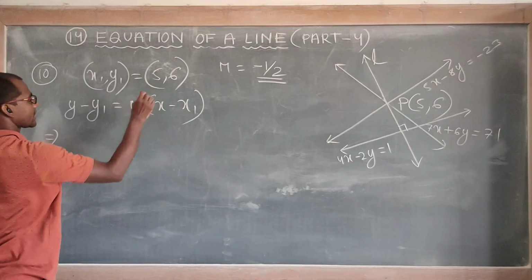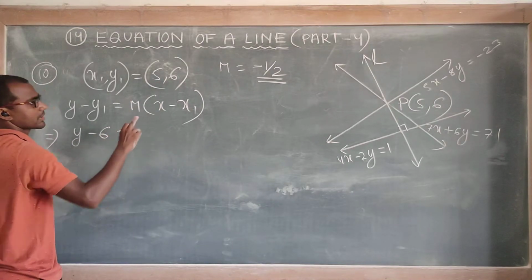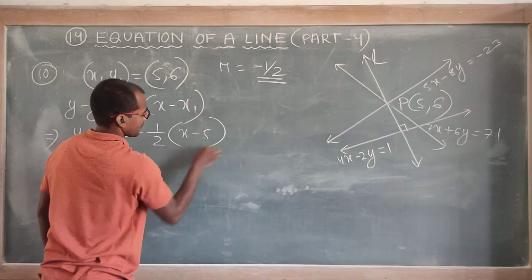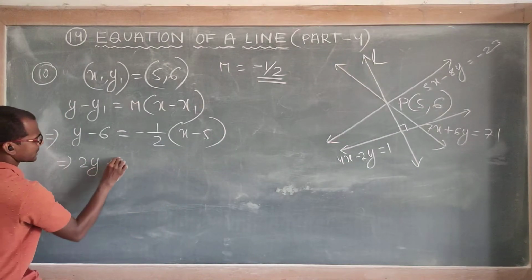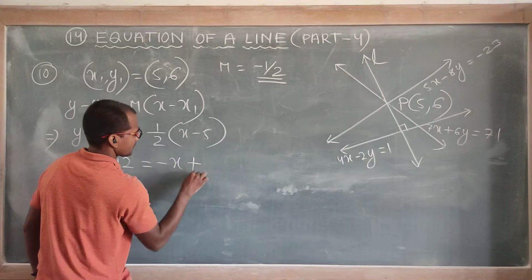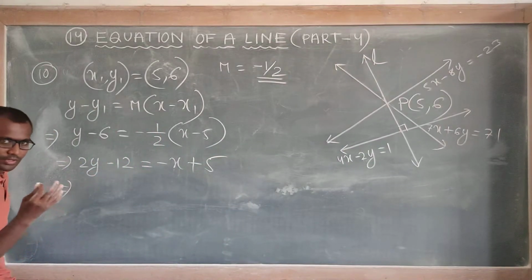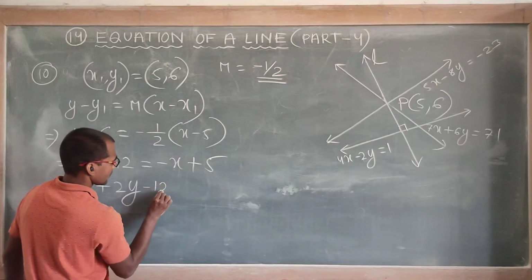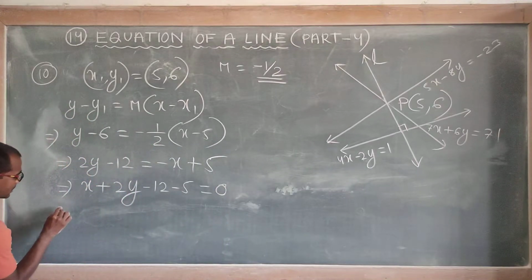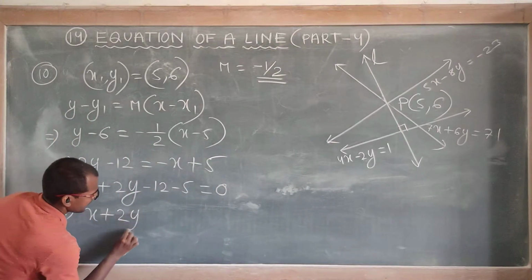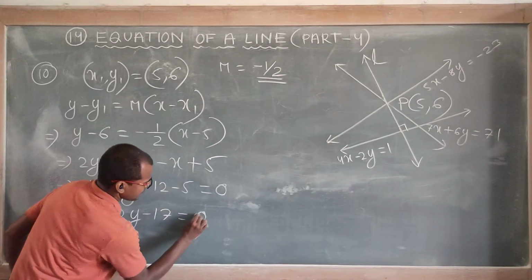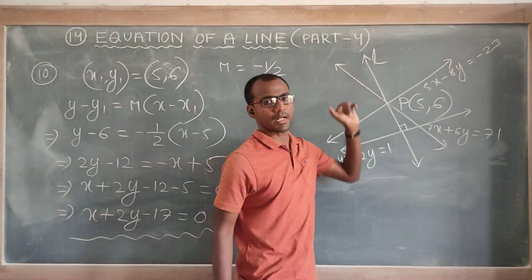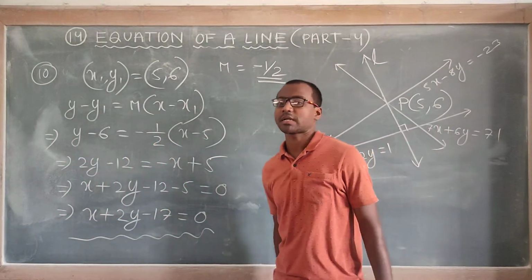What is y minus y1? Y minus 6. What is m? Minus 1 by 2. What is x minus x1? X minus 5. Okay. 2y minus 12 is equal to minus x plus 5. So bring it to the standard form. It looks beautiful. X plus 2y minus 12 minus 5 is 0. Ultimately we get the equation x plus 2y minus 17 is equal to 0. This is the equation of our target line L.